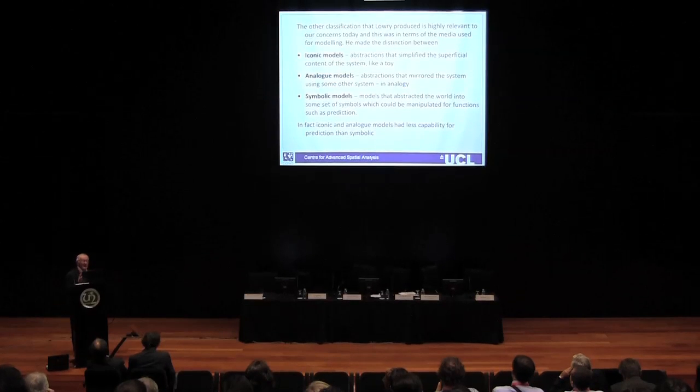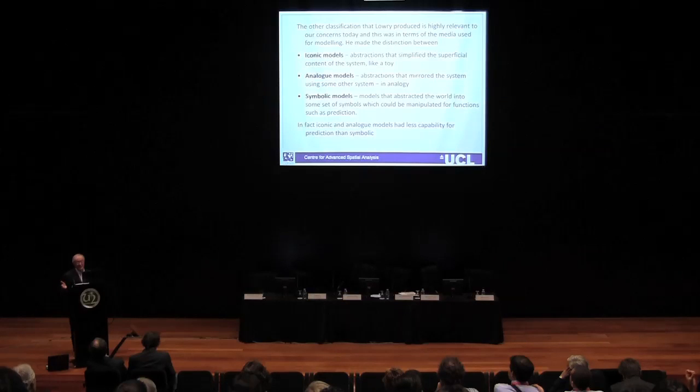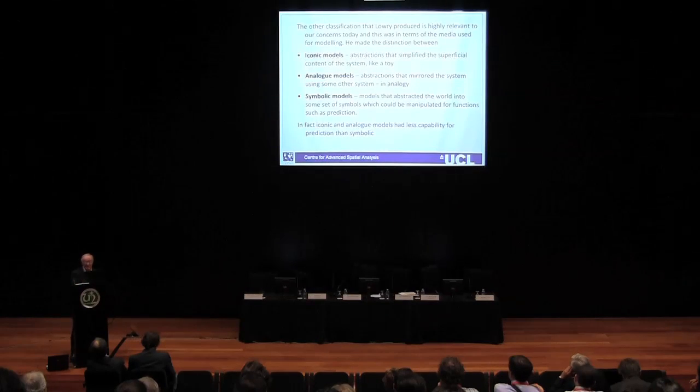He first of all defined iconic models. These are very near to the system of interest. The best example is the idea of an architect's model in that sense. It's simplifying the superficial content of the system so that we can communicate ideas. Clearly an architect's model is particularly interesting in this context, because with a city model composed of buildings, if you put a new building in, then we can use our ordinary senses to see what the impact of that building would be. So iconic models really go back.